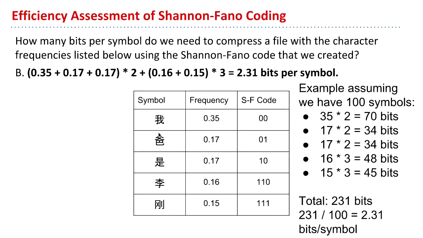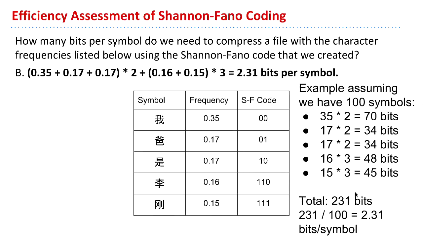We'll spend 34 bits encoding our 17 of each of these, 48 bits encoding our 16 of these, and 45 bits encoding our 15 of these. Why 45? Because it's 15 times 3. So in total, that's 231 bits. And how many total symbols do we have? Well, it's just the sum of these, which is 100. So it's 2.31 bits per symbol. All right, any questions about that? Okay, so with this setup, it takes 2.31 bits per symbol.